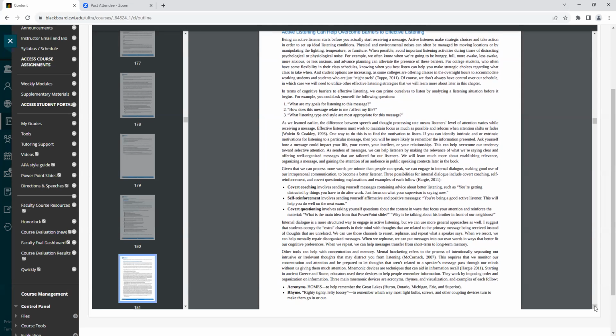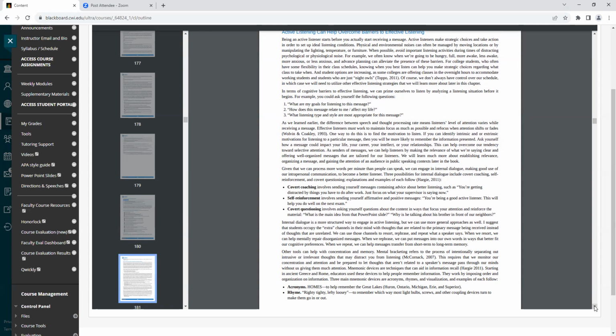In terms of cognitive behaviors to effective listening, we can prime ourselves to listen by analyzing a listening situation before it begins. For example, you could ask yourself the following questions: What are my goals for listening? How does this message relate to me, affect my life? What listening type and style are most appropriate for this message?